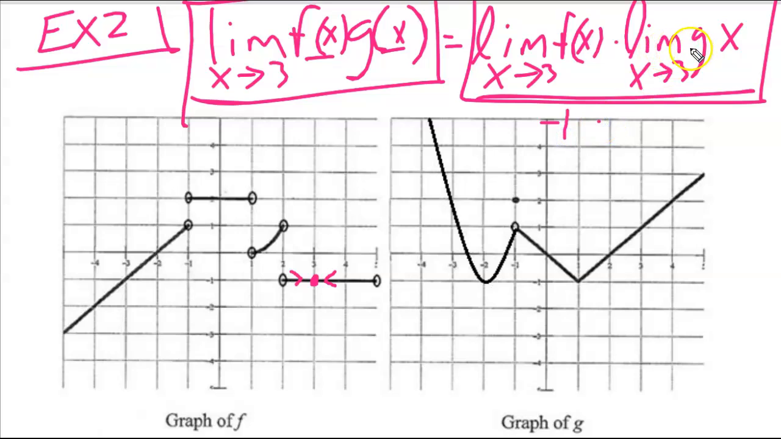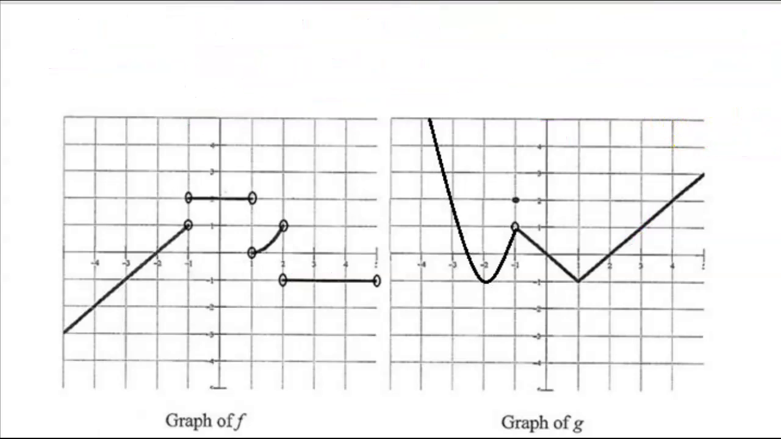Now let's find the limit of g as x approaches 3. As x approaches 3, there's my point, and whether you're coming from the left or from the right, you're still landing at the same point, which is a y value of 1. And so the limit of f times g is the limit of f times the limit of g, which is -1 times 1, which is finally an answer of -1. Go ahead and take a look at the next problem for example 2. We got a couple to do here.